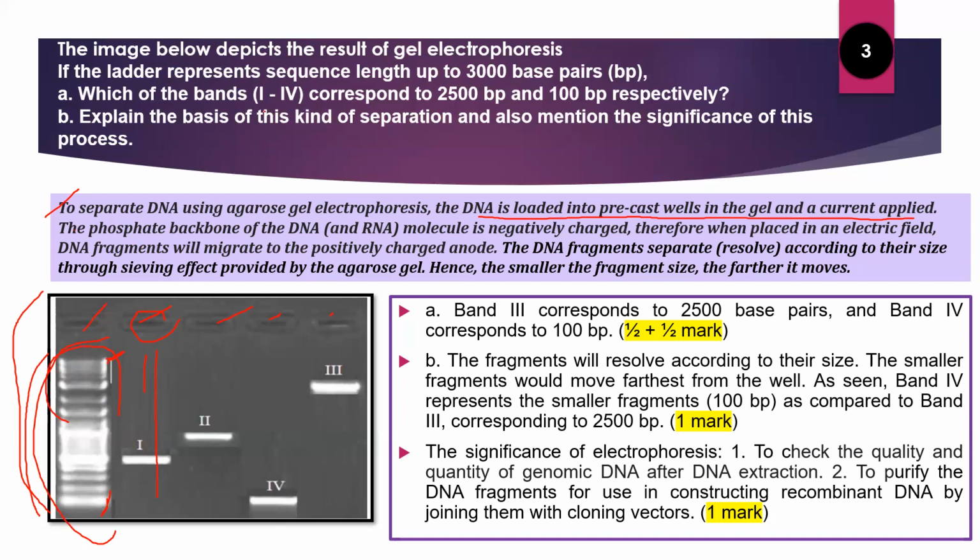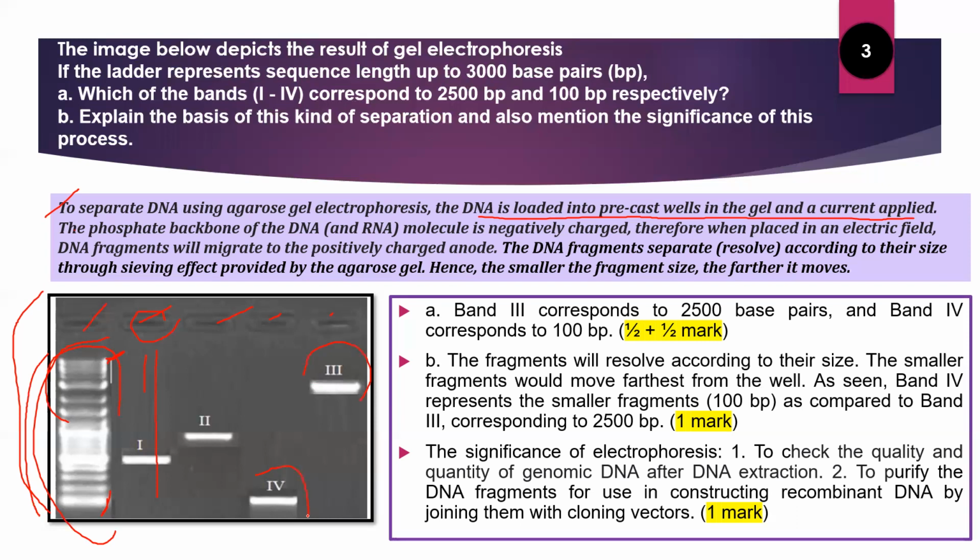Which of the bands 1 to 4 correspond to 2500 base pair and 100 base pair respectively? So band 3 we see is here and it is nearer 3000. So this might correspond to 2500 base pairs, and band 4, which is the farthest, is the smallest and it might correspond to 100 base pair. Why do you interpret it that way? Because the fragments will resolve according to their size. The smaller fragments will move further from the well. As seen, band 4 represents the smaller fragments as compared to band 3 corresponding to 2500 base pair.